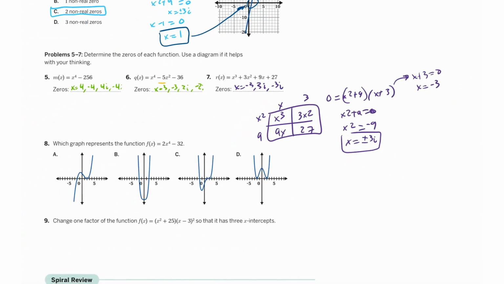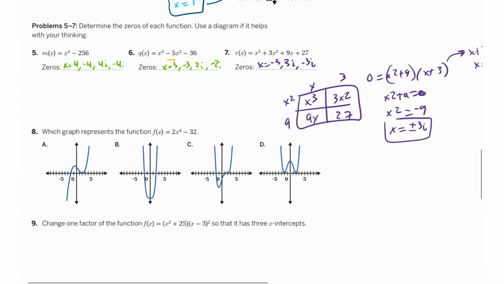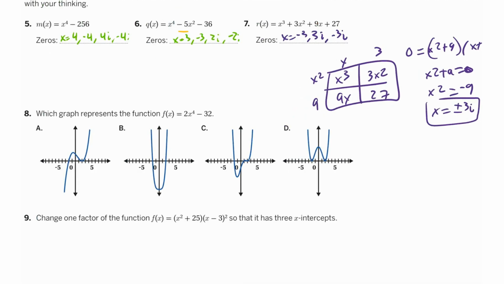Okay, for number 8, which graph represents the function f of x equals 2x to the power 4 minus 32? First of all, the degree is 4, which means both the left and right side have to point up because it's positive. So I know already not A, because that's a cubic function. The next thing, when I'm looking at this, I need to imagine what the zeros are going to be. And there's a couple ways I could do this.